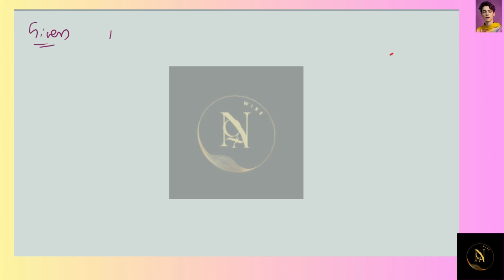So first of all I am writing the given data for this question. We have the surface area, that is 20 cm squared, or I can say 20 into 10 to the power minus 4 meter square. Temperature is given to us, that is 57 degrees Celsius, or this is 330 Kelvin, and time is given to us, that is 1 second.